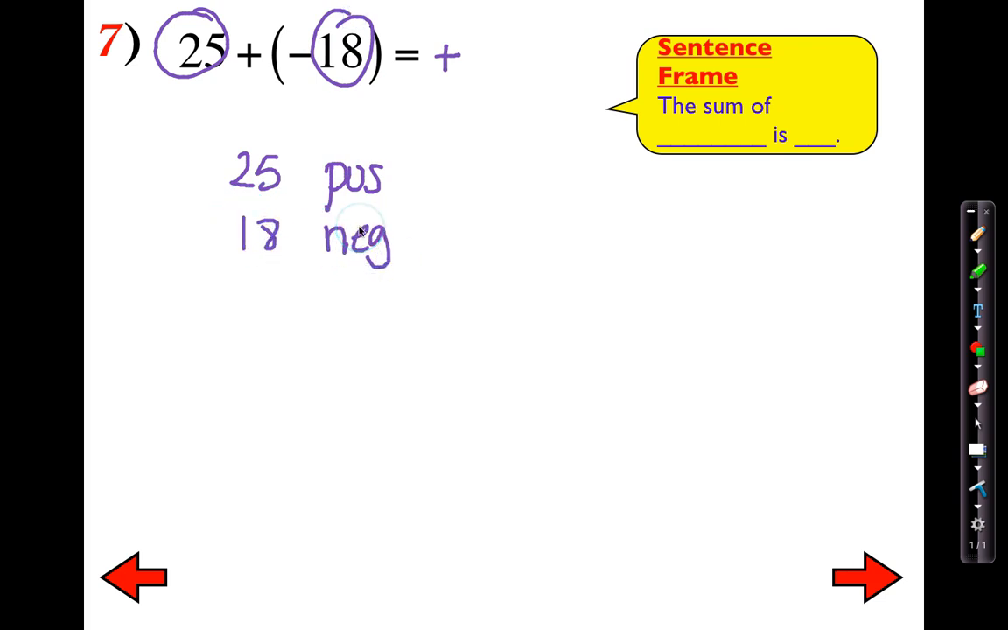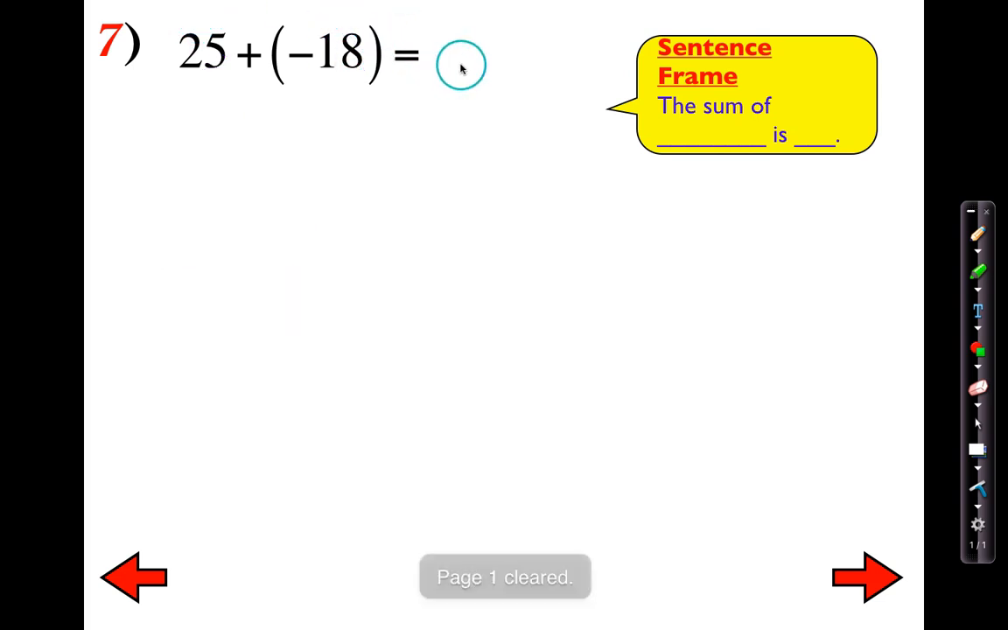Now the question is, how many more positives are there than negatives? Well, in order to find how much more there is of one than another, you need to find the difference. So if we find the difference between the two, you're going to find that there are 7 more positives than there were negatives. So my answer is positive 7. So to use my sentence frame, I would say the sum of 25 and negative 18 is positive 7.